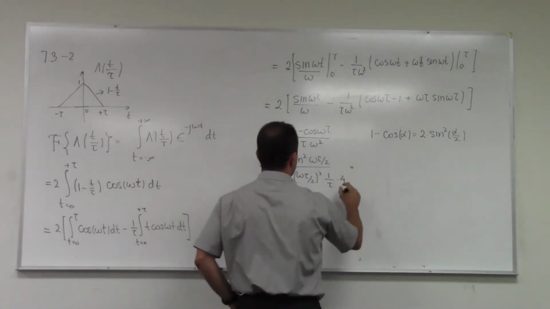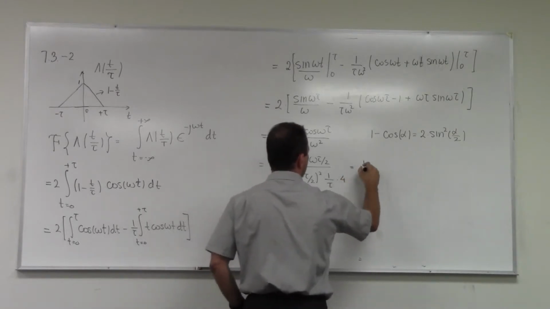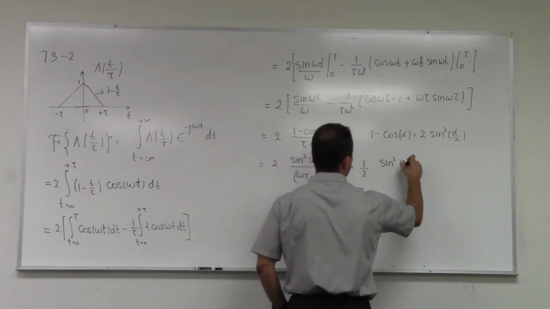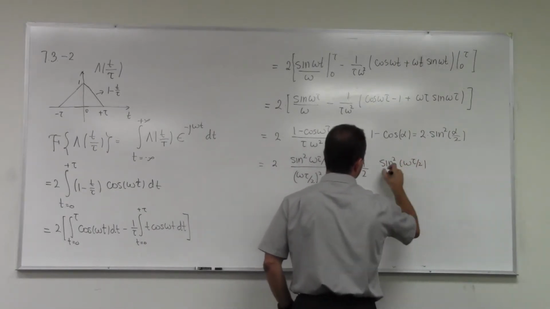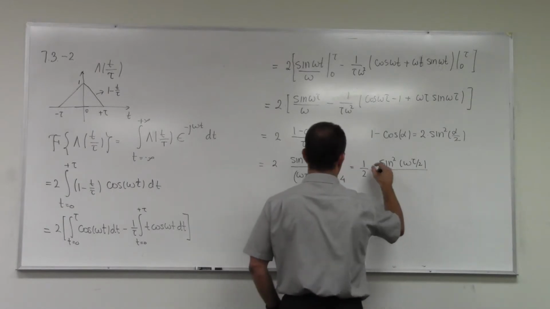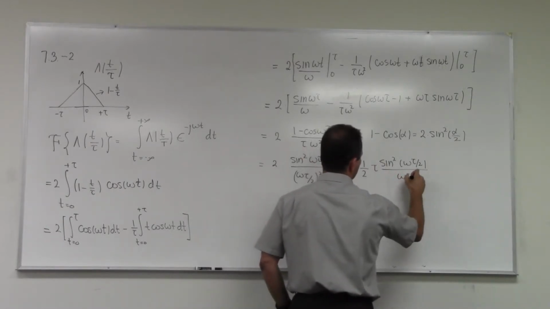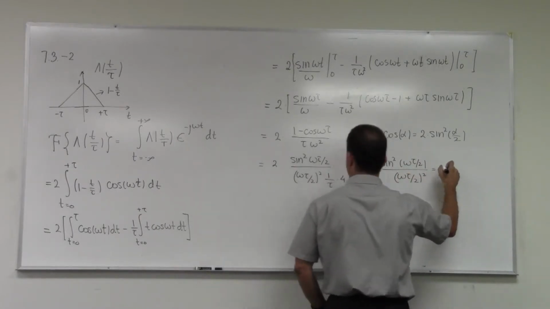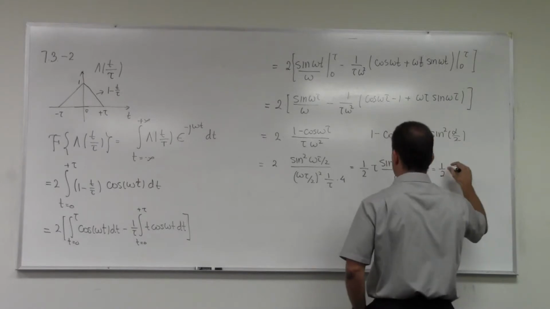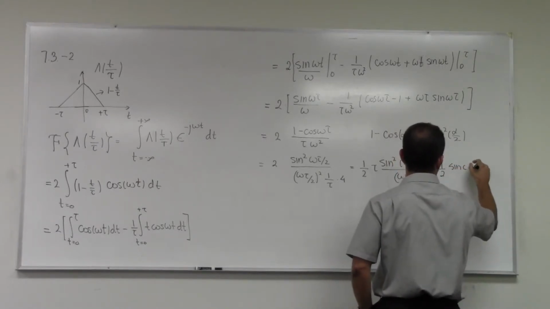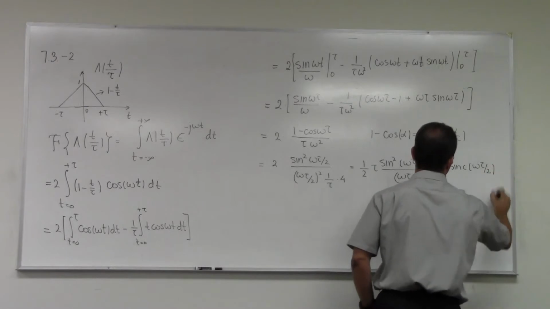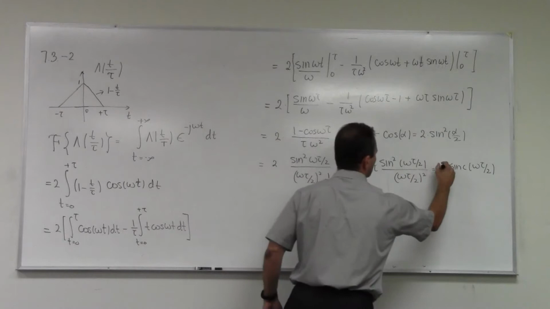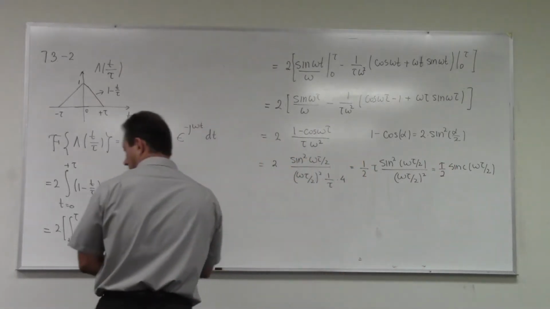So this becomes 1/2 sine squared omega tau over 2 over, and then there's a tau here, omega tau over 2 squared. And this is 1/2 sinc omega tau over 2. So that's, and there's a tau missing here, tau over 2 sinc omega tau over 2.